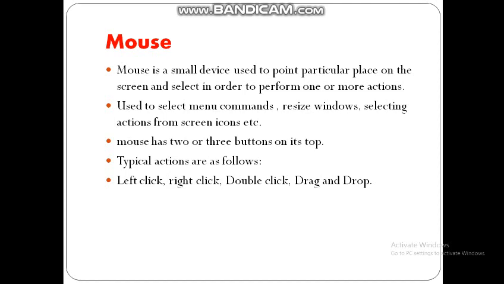The right button is usually used to display a set of commands and available options. Double click is used to start a program, open a file, or trigger an action. When you double click on some icon on the desktop, you can open the program. Drag and drop allows you to select and move an item from one location to another.